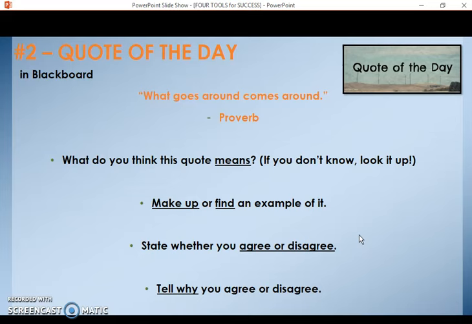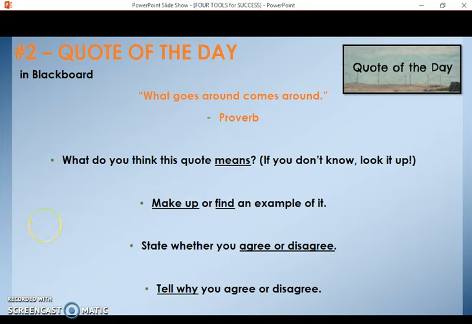You'll say whether you agree with it or disagree, and then you have to tell why you agree or disagree. So for instance, if I was to answer this first one, what do you think this quote means? Well, I think it means, and I would actually type this in the Blackboard, I think this means that the behavior that I put out in the world, how I behave in the world, will have an effect on what I experience in the world. Okay, just off the top of my head, that would be what I think this quote means.